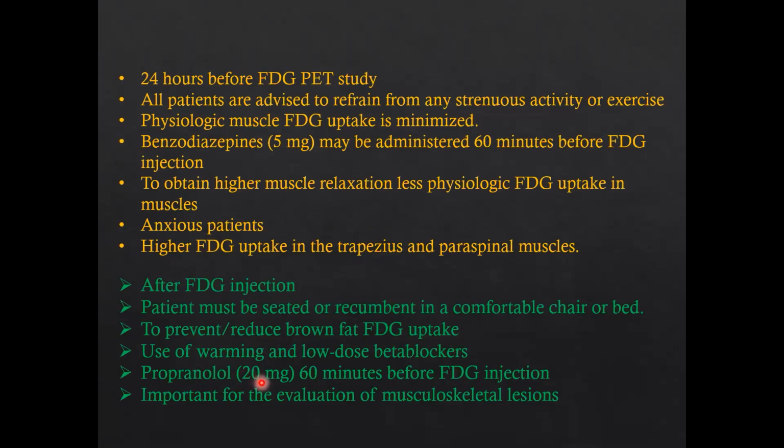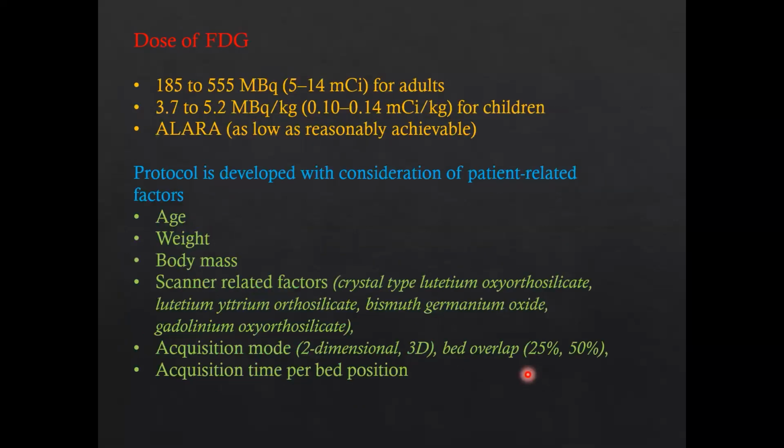And propranolol 20 milligrams 60 minutes before the FDG injection can also be given, and this is important for the evaluation of musculoskeletal disorders. So coming to the dose of FDG, 185 to 555 megabecquerel, that is 5 to 14 millicurie for adults. It depends again on the age and the weight of the patient.